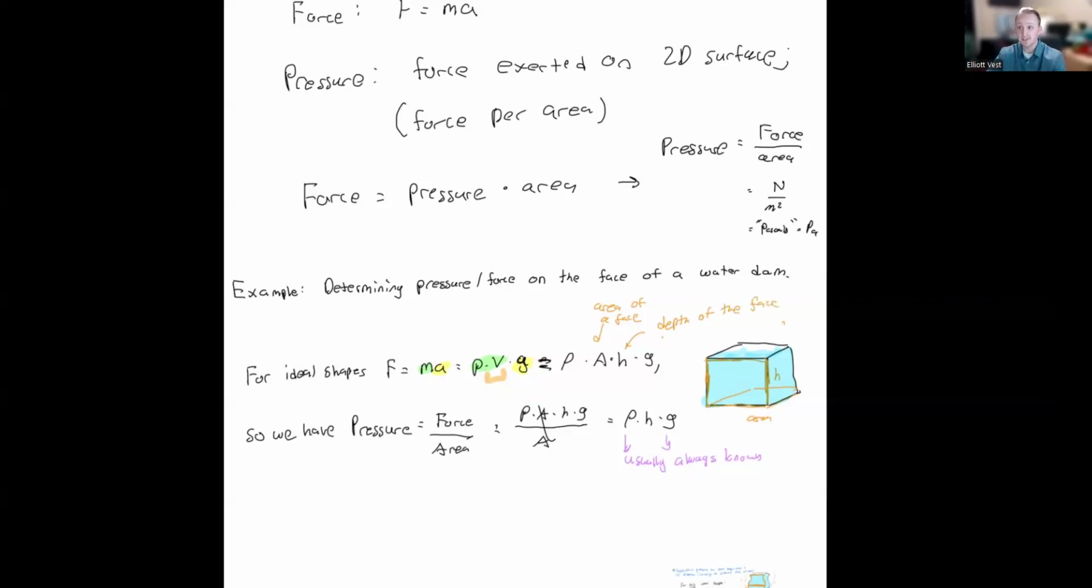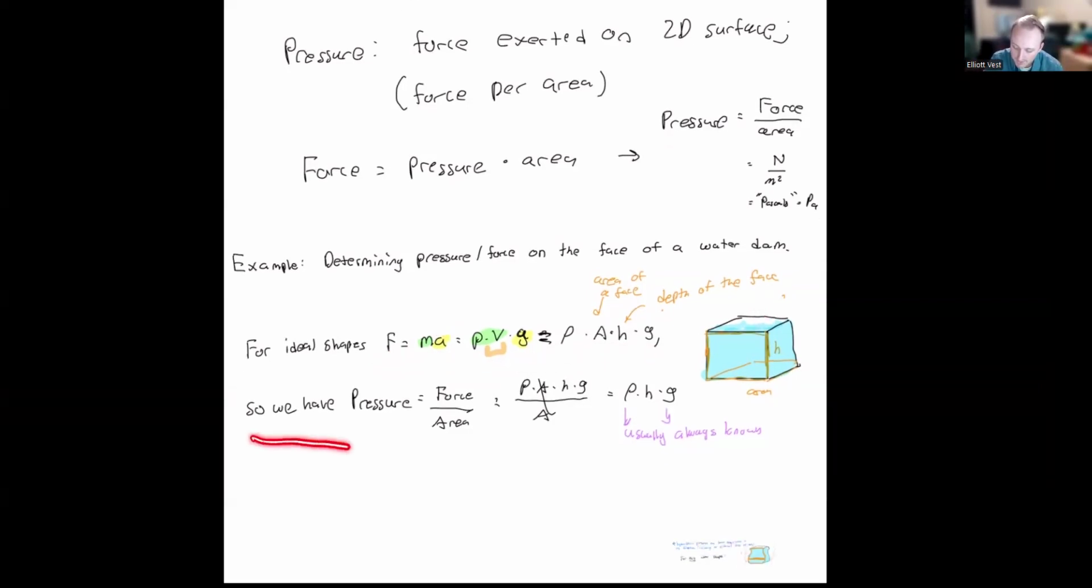Even if it wasn't the face on the bottom of a pool or a lake, if you just had a plate down there, the area of that plate and the depth the plate is at will determine the pressure on that plate too. We manipulated all these equations to get that force is equal to density times area times height, or depth, times gravity, because we changed acceleration to gravity in this real-world situation. Pressure is just equal to that stuff divided by area.